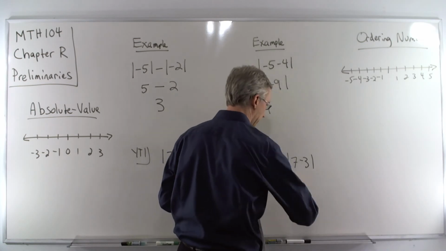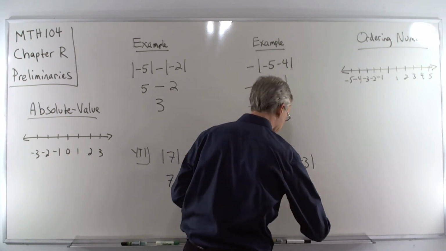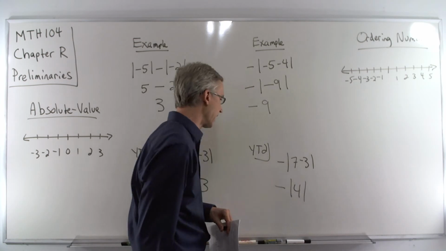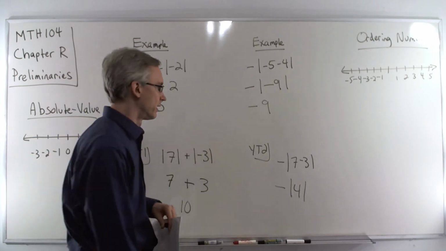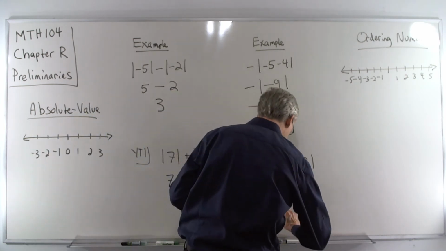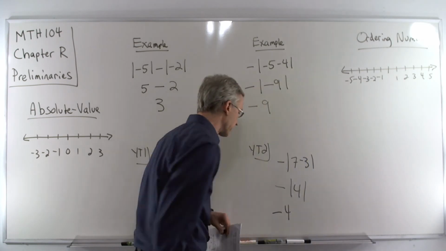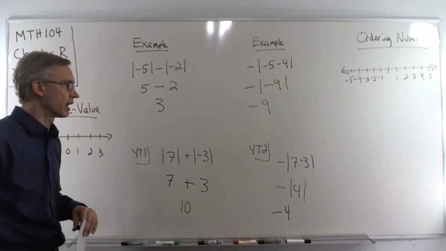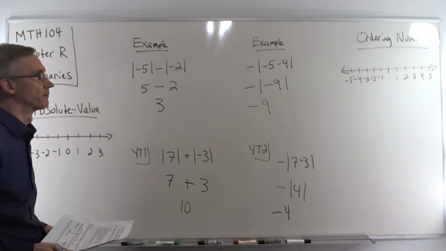I'm going to operate inside the absolute value bars first. 7 minus 3 is 4. So we get the negative absolute value of 4. Absolute value of 4 is positive 4. The negative stays. Nothing to cancel with there. So negative 4 is the answer to your turn number 2.